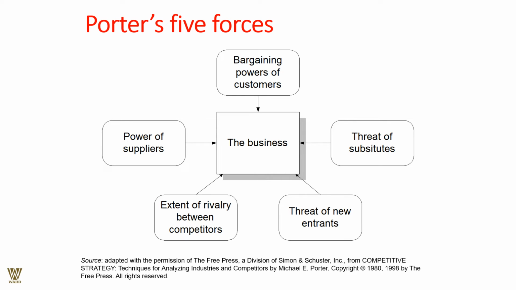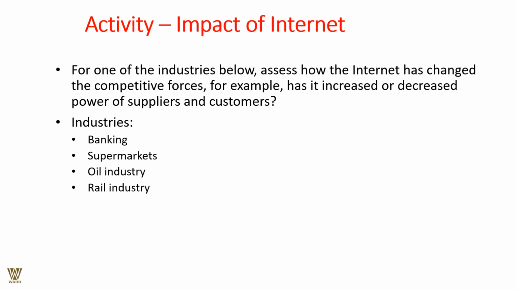Let us come to Michael E. Porter's five forces: the bargaining power of the customer, the threat of the substitute, the threat of the new entrant, the extent of rivalry between competitors, and the power of suppliers. Now remember, these five things can affect the business adversely. It's your competitors, your customers' or your suppliers' bargaining power that will make all the difference. So we need to understand this and mitigate it.